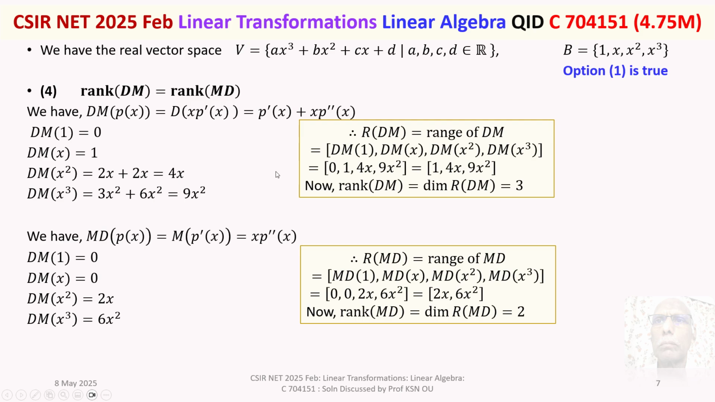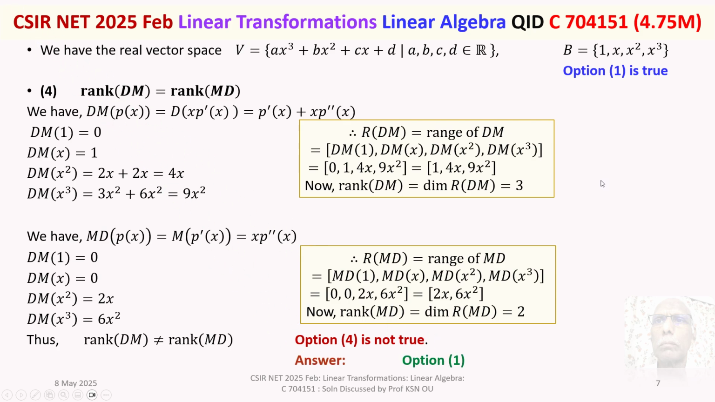So, thus the rank of dm is 3, the rank of md is 2. They are not equal. But in option 4 it is given they are equal. Therefore, option 4 is not true. Summarizing all the options, only one option is true, that is option 1. So the answer to this question is option 1. That is the detailed discussion of the solution of this problem.